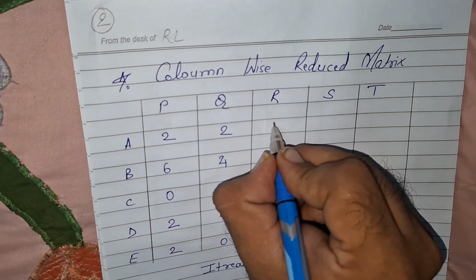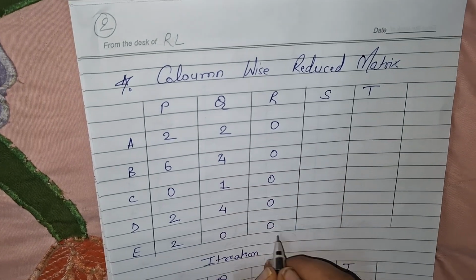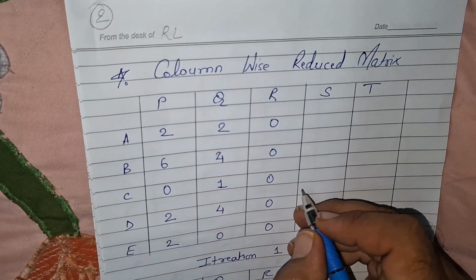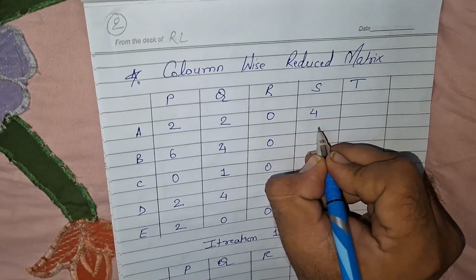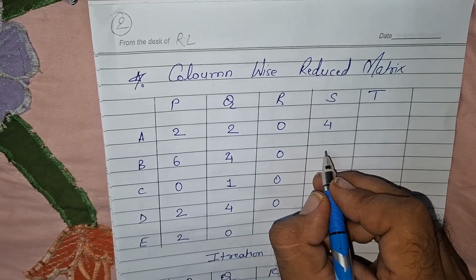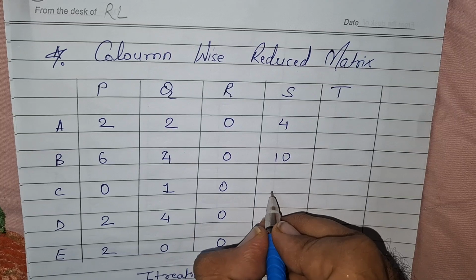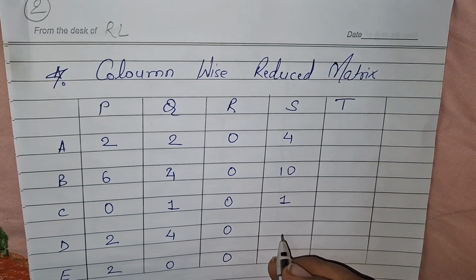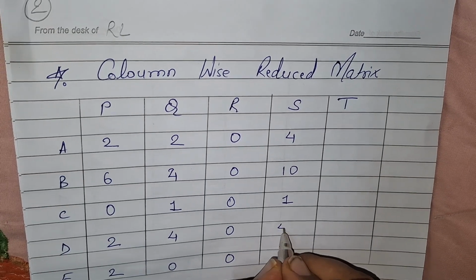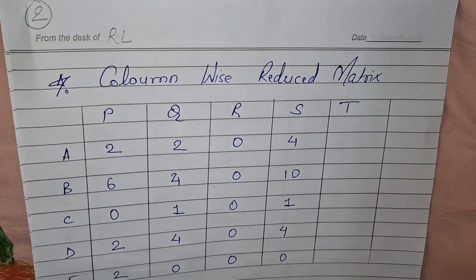Same way, this R column was having all 0, so I am writing the same R column 0. 60 minus 56 will give me 4. 66 minus 56 will give me 10. 57 minus 56 will give me 1. 60 minus 56, that will give me 4. And yes, 56 minus 56 would give me 0.